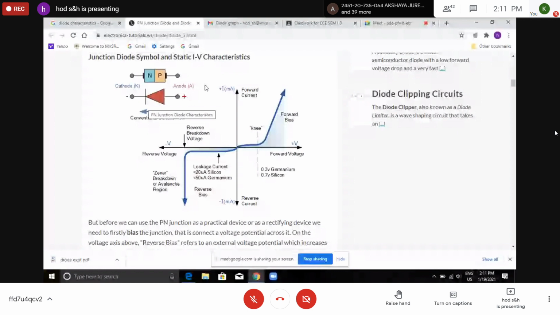How the current varies with the applied voltage is called the IV characteristics. So you should vary the voltage, measure the current, and plot a graph. The graph is nothing but the IV characteristics.